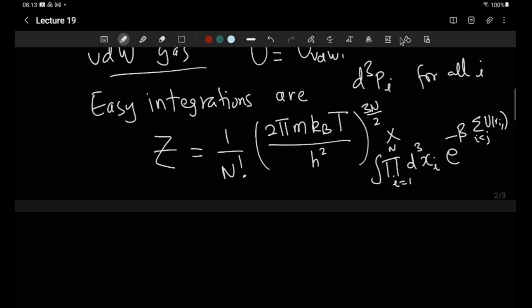I'm not doing the momentum integration for you. Along the way, some 4 pi will come. Either that or you can do each of p1, p2, p3. Each is a Gaussian. Each will give square root of 2 pi m k_B T. That's all. So there are 3N of those, and each of them will give that. So that is this.